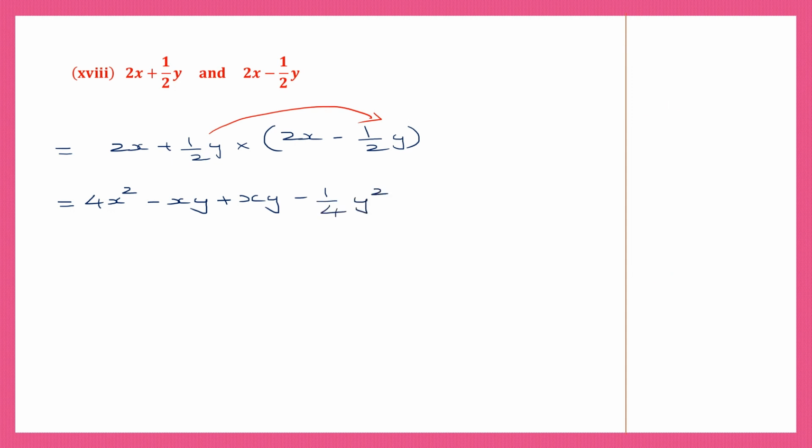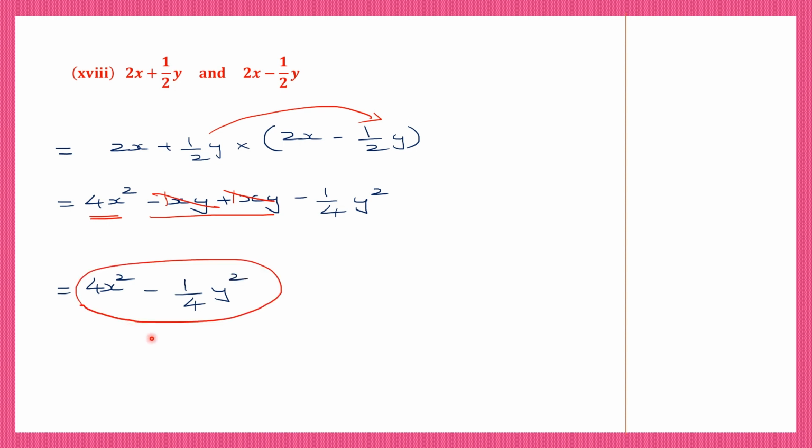Now here we have 4x square. We don't have another x square. So we write it as it is. So this will simply be 4x square. Now here we have a minus xy and plus xy. That is minus 1 and plus 1. 1 minus 1 is 0. So this gets cancelled. And then what is left is minus 1 by 4 y square. So this is our final answer, 4x square minus 1 by 4 y square.